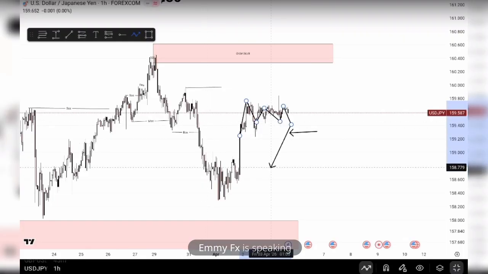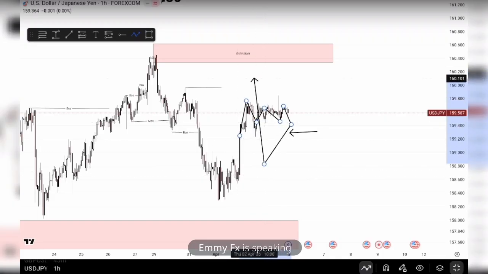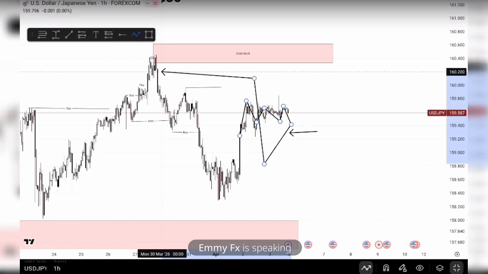Our way to go is you need to find the direction of the market, and after the direction, you need to find liquidity, and after liquidity, you need to find an inefficiency. I already explained what an inefficiency is. All right, so this is an inefficiency. We need price to return back to this inefficiency to make it efficient.